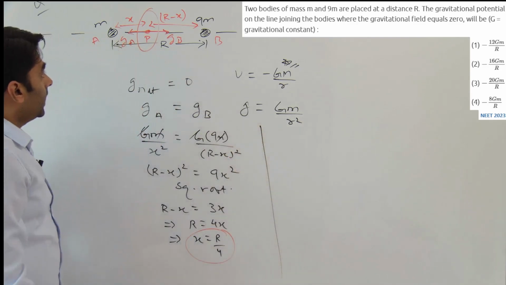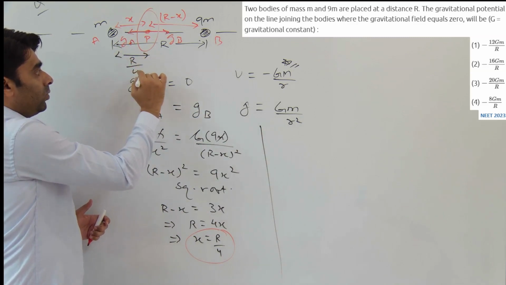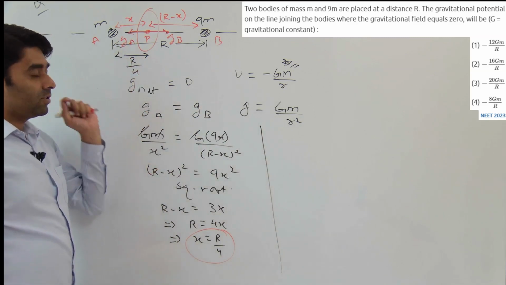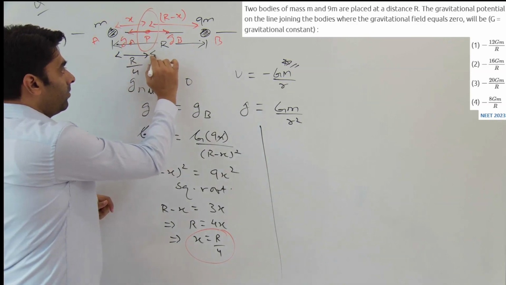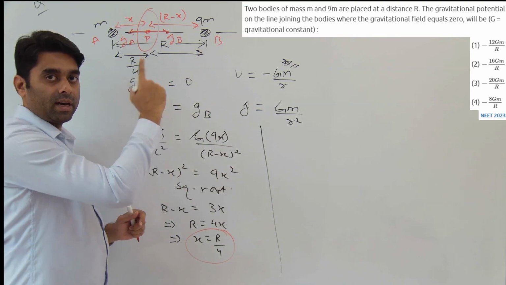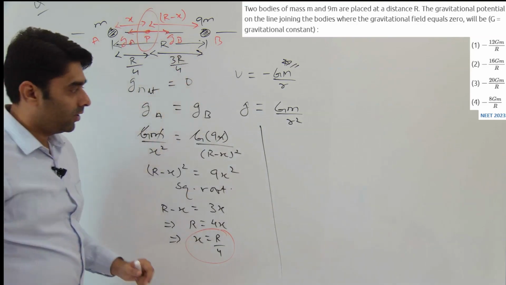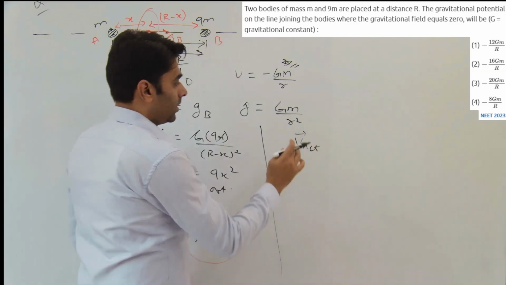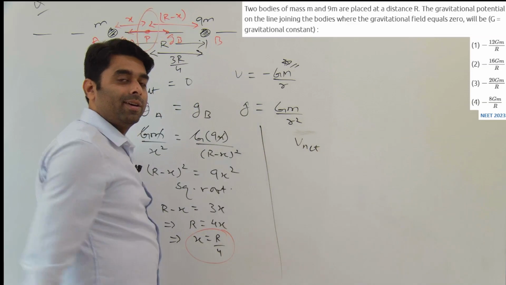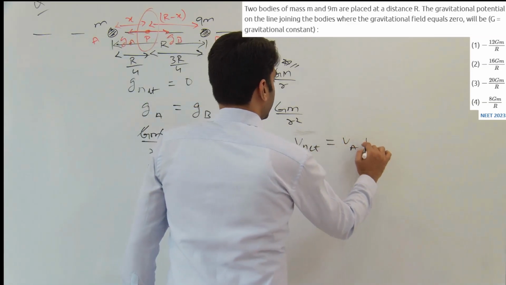Now that means this point P is at a distance of r by 4. We need to write down the potential at a point which is present at r by 4 from A and 3r by 4 from B. If r by 4 is from here, then over here it will be r minus r by 4, 3r by 4 from B. Let us write down the potential, V net. Potential is a scalar quantity, so what can we write directly? VA plus VB.